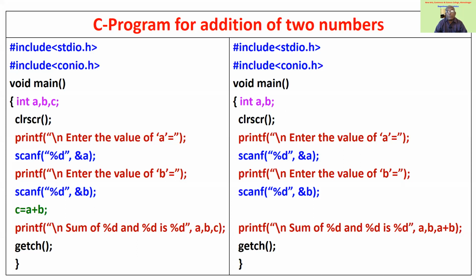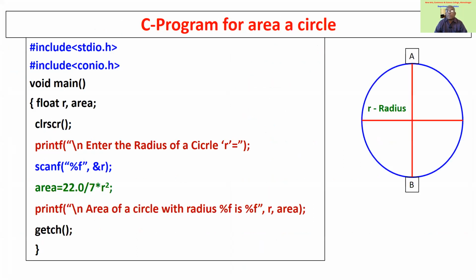Let us come to another program which I am going to discuss here. See, this is the program for area of a circle. See, this is my circle. These are the two points A, B. So this is actually my diameter. This is also my diameter. And this is the radius R. So once I know R, I can find the area of the circle. So let us see how I have done it.